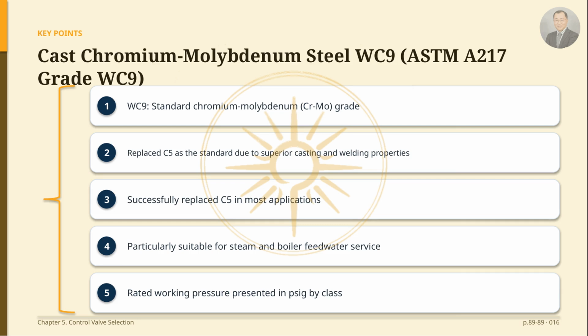Now I would like to introduce ASTM A217 grade WC9, which is a cast chromium molybdenum steel. WC9 is the standard chromium molybdenum, or CrMo, grade. It has taken the place of the former standard C5, because it offers superior casting and welding properties. In fact, it has successfully replaced C5 in most applications, showing great performance especially in steam and boiler feed water service. The working pressure ratings are provided in psig for each pressure class.